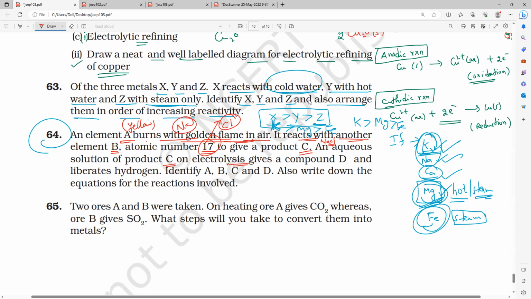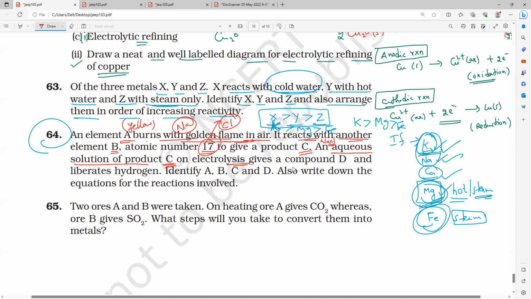Next, an aqueous solution of product C on electrolysis. Very famous equation. Anybody can tell? Aqueous solution of NaCl gives NaOH plus chlorine plus hydrogen gas. What is the equation name? Chlor-alkali process. Yes. Now, in the same question, if I replace it with the molten solution of C, then it gives different products. Am I right or wrong? You can write both.